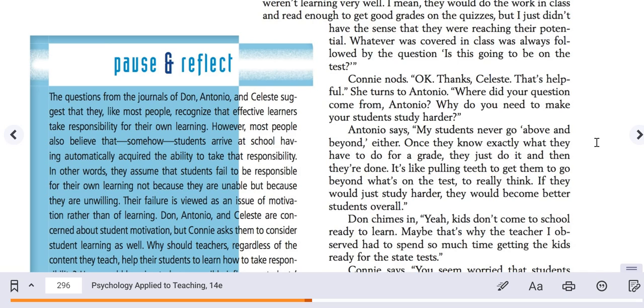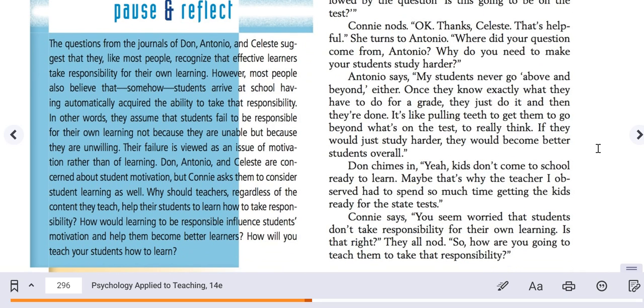Pause and reflect. The questions from the journals of Don, Antonio, and Celeste suggest that they, like most people, recognize that effective learners take responsibility for their own learning. However, most people also believe that somehow students arrive at school having automatically acquired the ability to take that responsibility. In other words, they assume that students fail to be responsible for their own learning, not because they are unable, but because they are unwilling. Their failure is viewed as an issue of motivation rather than learning.